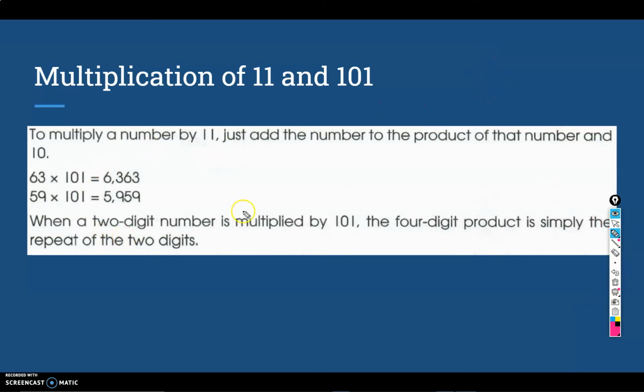And when two-digit numbers are multiplied by 101, the four-digit number product is simply the repeat of the two digits. Alright, so let's see 63 times 101. That is 6,363. Now let me just show you the long method so you can see why this makes sense. 6,300 plus 63 gives 6,363 because the zeros land exactly where the spacing is.